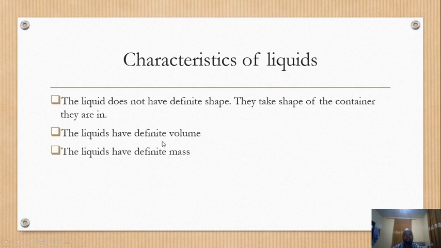The liquids have definite volume. Although they don't have definite shape, they have definite volume, a known volume, right? The liquids have definite mass, right? Yes.